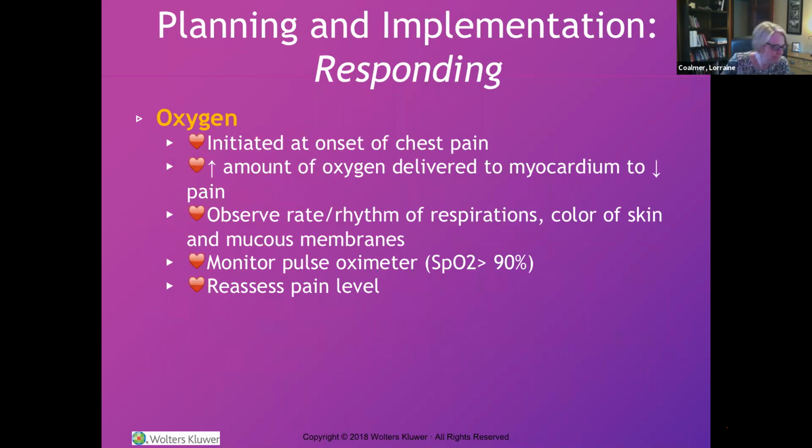So oxygen, the minute they come in, that's one of the first things that we do in the ERs, pop them on some oxygen. Increase delivery to the myocardium to decrease the pain, because the more oxygen the heart gets, the better and happier the heart is. You want to take a look at their breathing. You want to see if they're tachycardic. Are they hypoxic and blue? Not good. Bump up that oxygen. You're going to put them on a pulse ox and reassess their pain level. So one of the very first things you're going to do is pop them on oxygen.